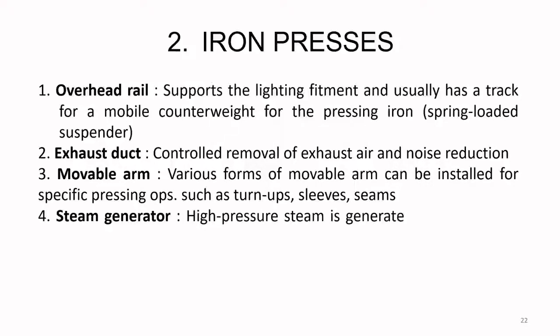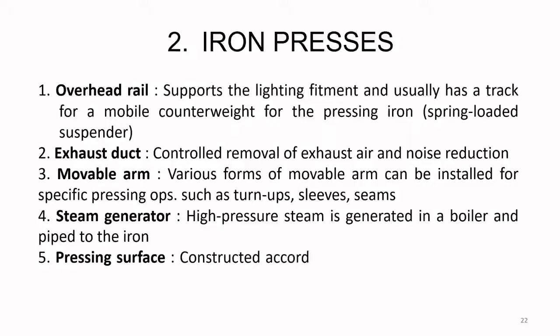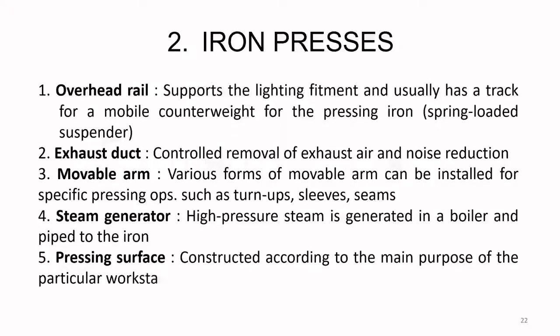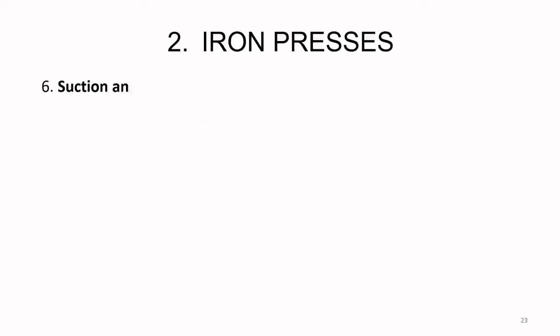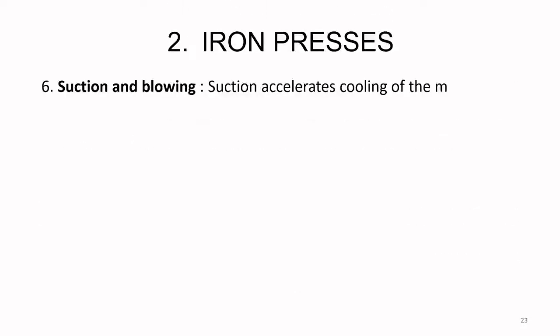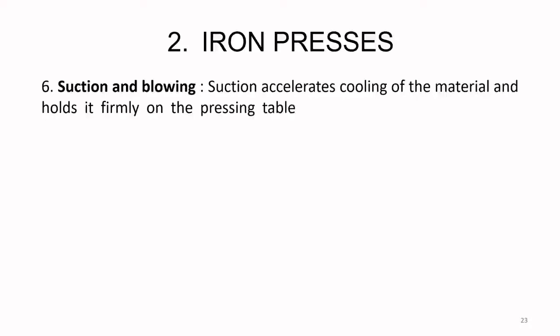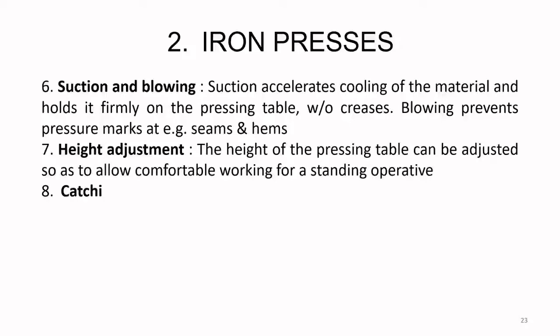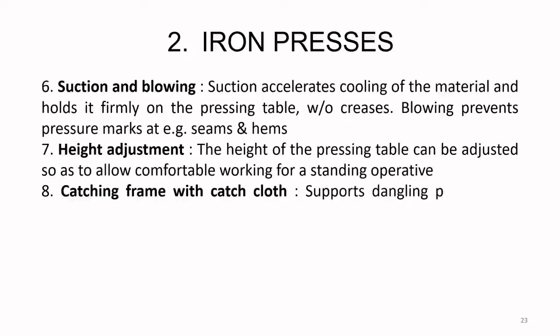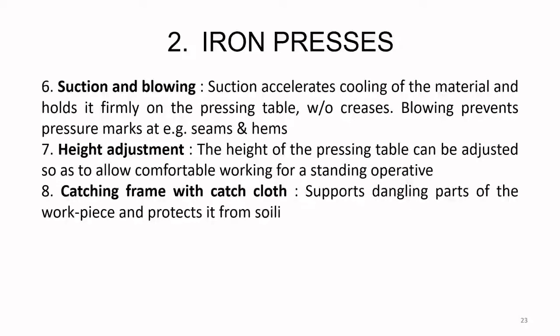And then we have the steam generator, then the pressing surface, the surface on which you keep the garment for pressing, and the suction and blowing. Suction accelerates cooling of the material and holds it firmly on the pressing table without creases. And blowing is when we want to prevent pressure marks at the seams or the hems. And height adjustment, like we discussed, the height of the pressing table can be adjusted so as to allow comfortable working for a standing operator.